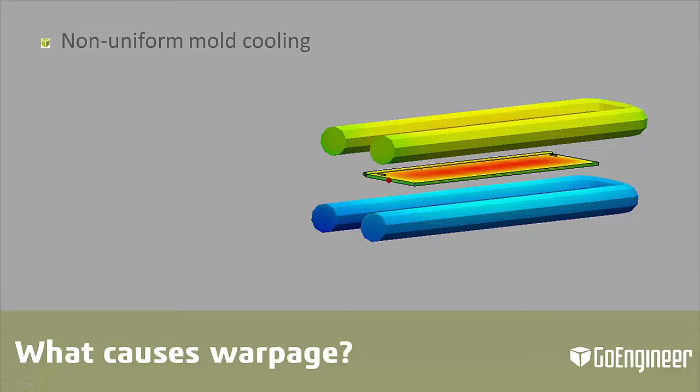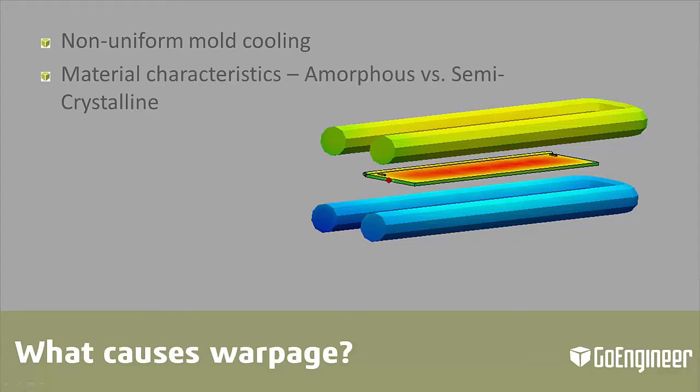Another item that could cause warpage is our material characteristics. Some of our materials, amorphous materials such as ABS, polycarbonate, and polystyrene, have a lower shrinkage rate. This makes them less prone to warpage because they shrink more uniformly. And then semi-crystalline materials such as polypropylene, polyethylene, and nylon all have a higher shrinkage rate and will make them more prone to warpage.